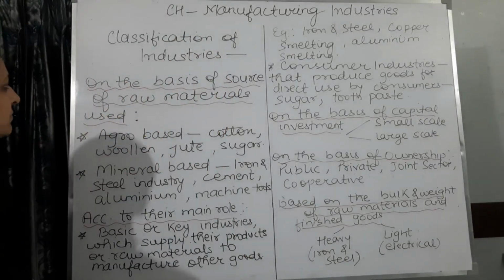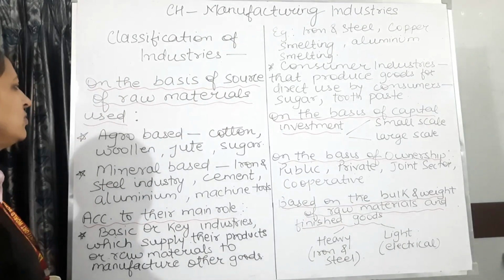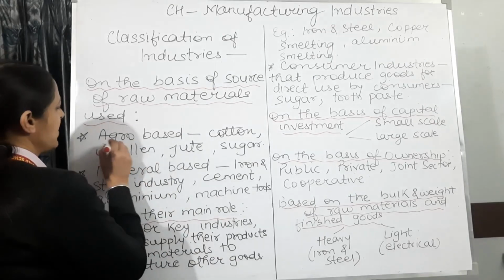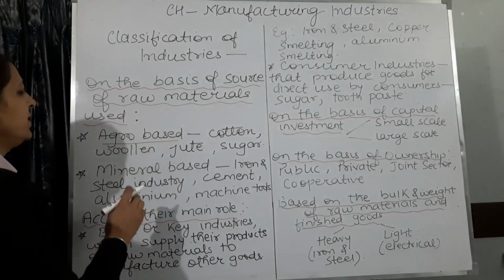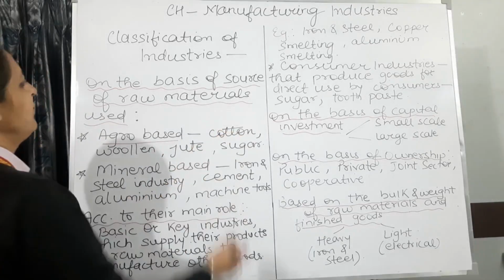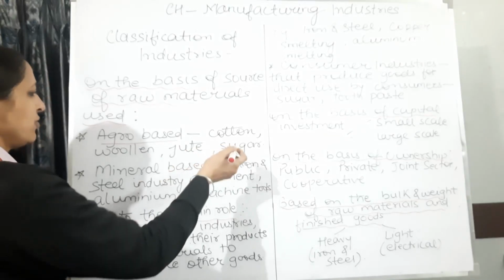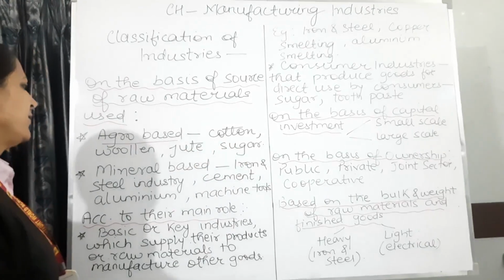So first, the basis of source of raw materials used. First is agro-based industry. According to this, the raw material is coming from agriculture, for example cotton, woolen, jute, sugar, edible oil. All of this comes under agro-based.